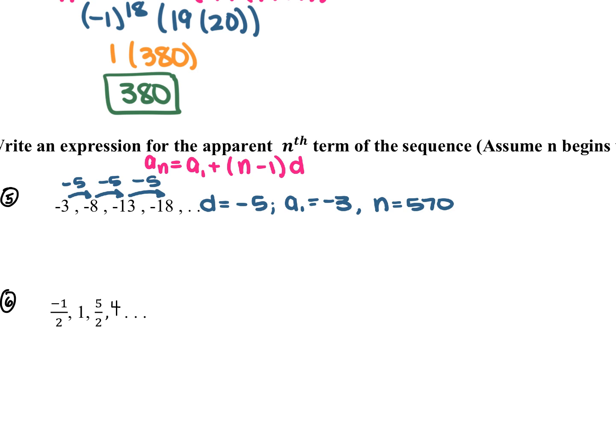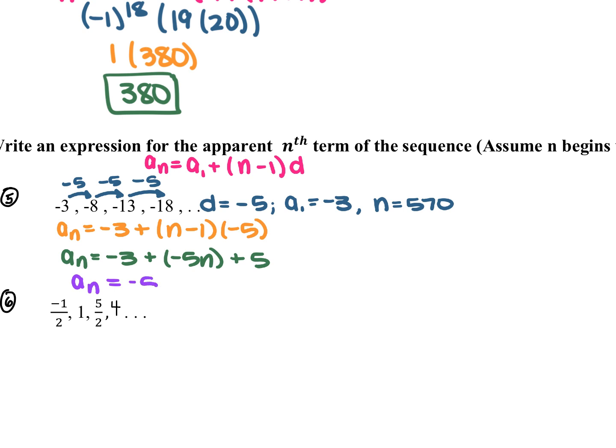So to first find your rule, you're going to have a sub n is equal to negative 3 plus n minus 1 times d, which is negative 5. Distribute your negative 5 in, and that's going to give you a sub n is equal to negative 3 plus negative 5n plus 5. So if you simplify this, you're having a sub n is equal to negative 5n plus 2. So that is your rule to find the nth term.